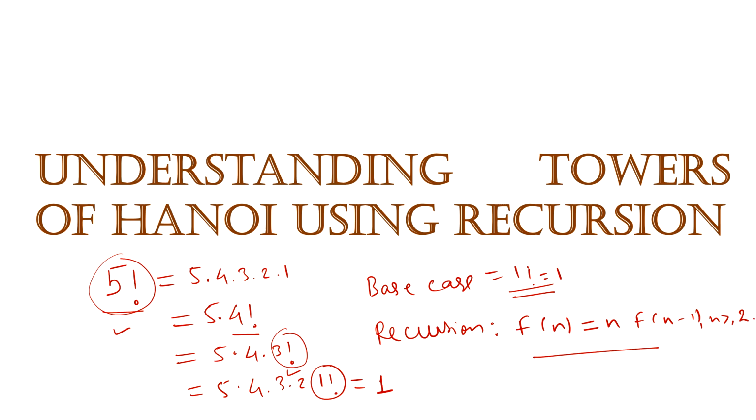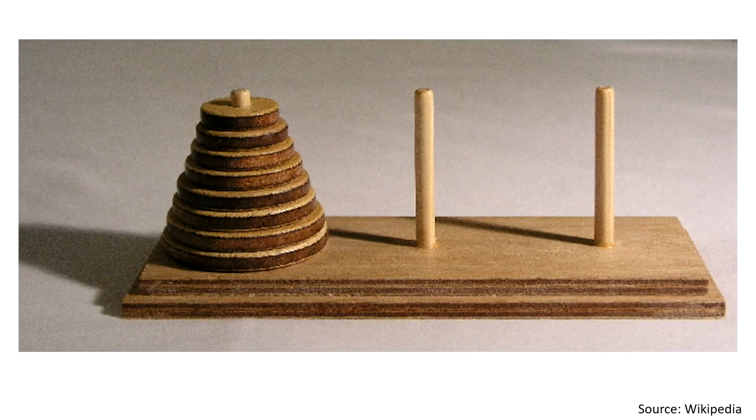Let us understand what the Tower of Hanoi problem is actually all about. Yes, let us talk about the actual puzzle now. This is called the Tower of Hanoi puzzle. As you can see here in the diagram, which has been taken from Wikipedia, there are 3 pegs or 3 towers, 1, 2 and 3, and some discs.